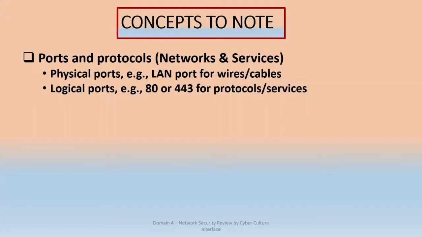In ports, we have two major kinds of ports. We have physical ports and logical ports. Physical ports are the hardware ports, like LAN ports for wires and cables. When you look at your switches, you see openings behind your switch where you plug in the cables. These are physical ports. So these are LAN ports. On the other hand, logical ports are not visible. They are not physical. You cannot see them.